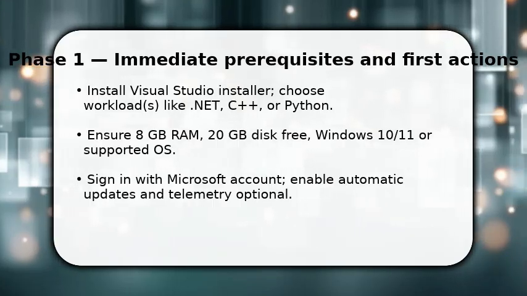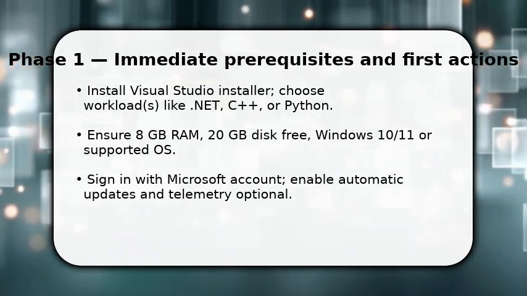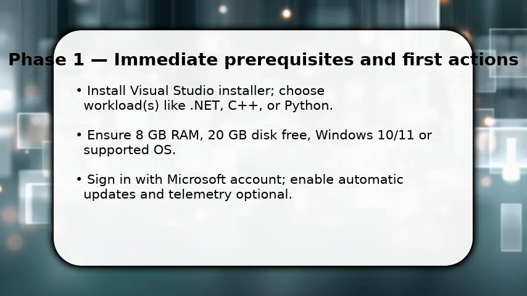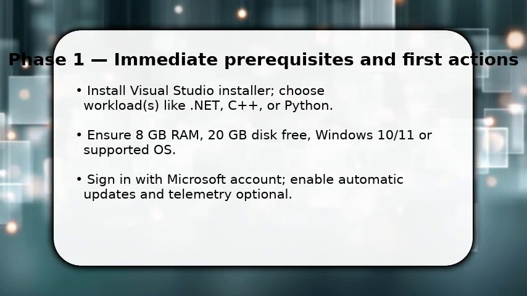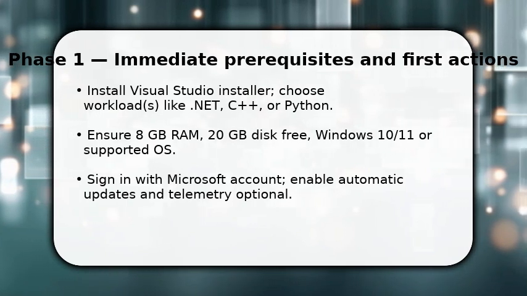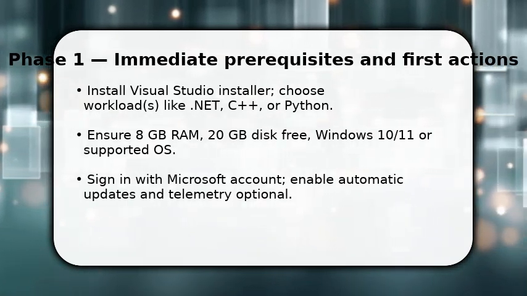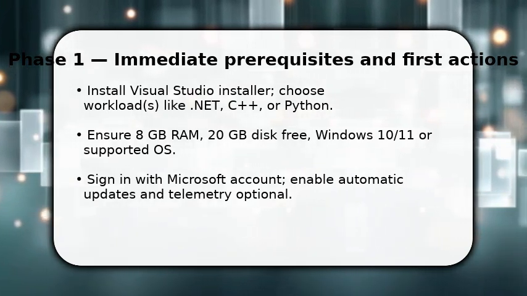You start by confirming prerequisites: adequate RAM, free disk space, and a supported OS. Once confirmed, run the Visual Studio installer and pick a workload that matches your project needs, for example, .NET or C++. Make sure to include optional components like SDKs and Git if you plan to use source control. Sign in with your Microsoft account to sync settings.